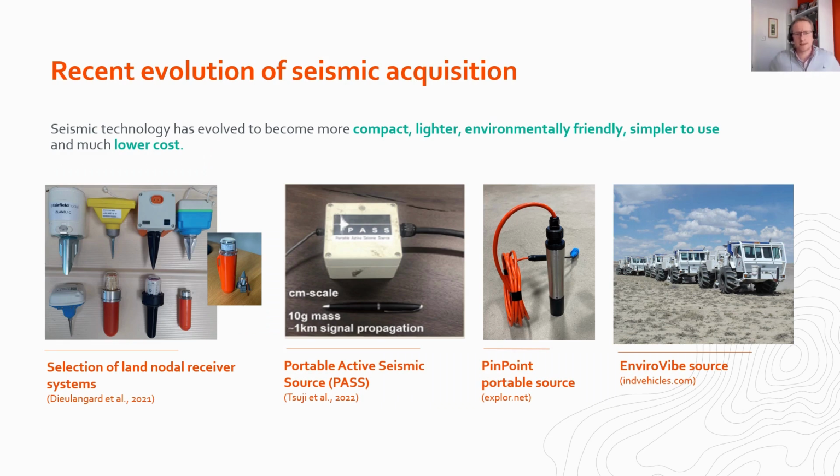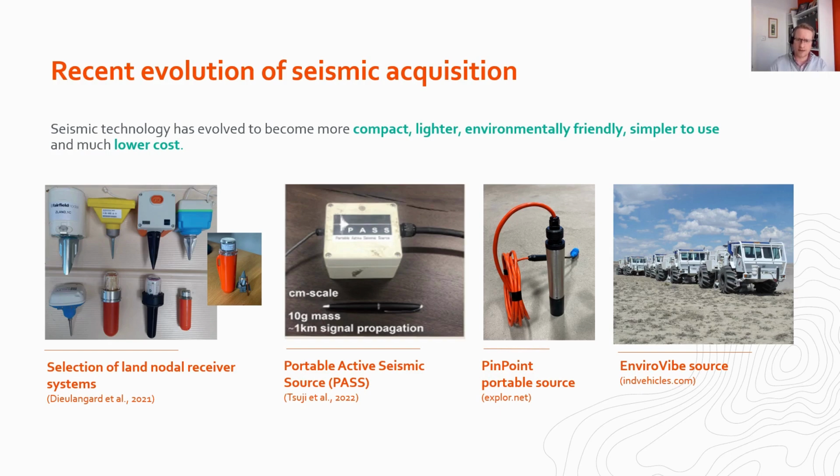And I think the good news is that seismic technology has evolved a lot in recent years. It is now significantly a lot more compact, lighter, more environmentally friendly, simpler to use, and importantly, a lot lower cost. I think one of the best examples of this is if we look at the onshore seismic receiver market. So the image on the left-hand side is a selection of probably the most common commercially available geophones and accelerometers. And it really does show the drive towards miniaturization of this technology, also whilst trying to maintain the data quality which is output from it.